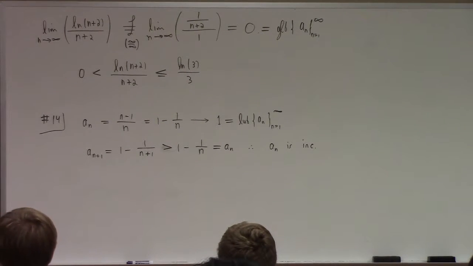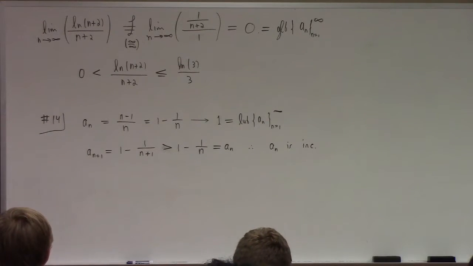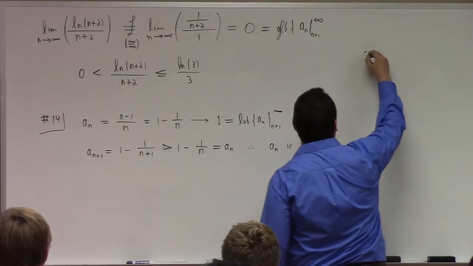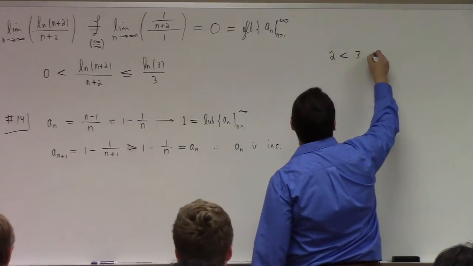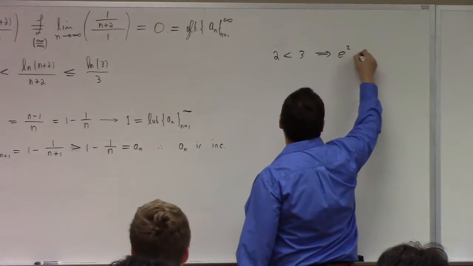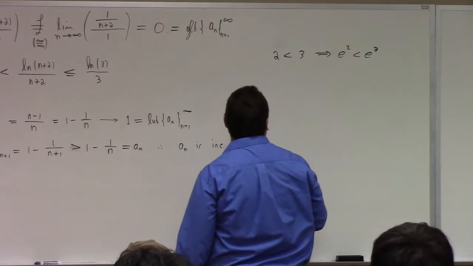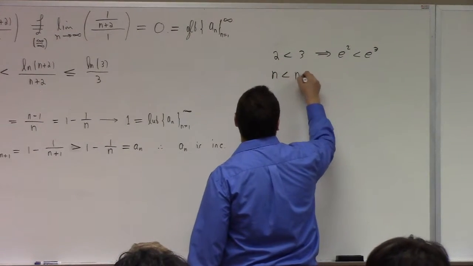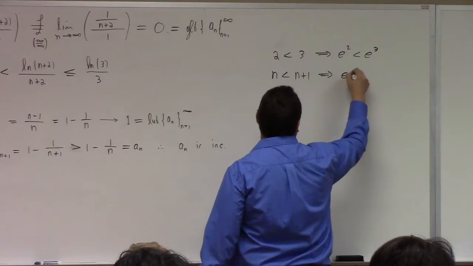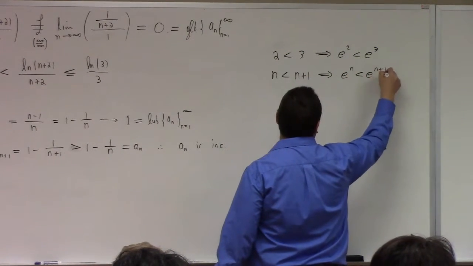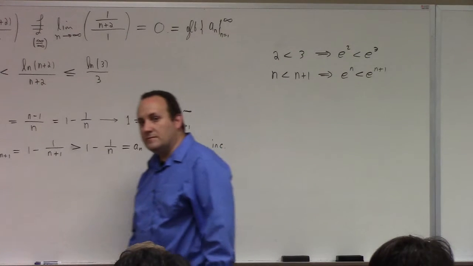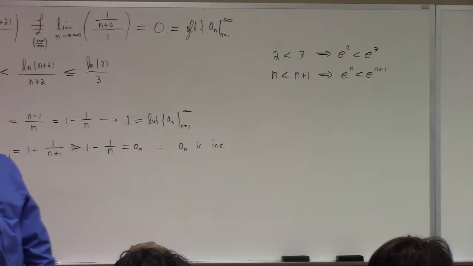Some functions, like the exponential, we know are increasing functions. For example, 2 is less than 3, so that also tells me e to the 2 is less than e to the 3. There's stuff like this you can do. If n is less than n plus 1, that implies e to the n is less than e to the n plus 1. Those are also true with logs, because logs are increasing.